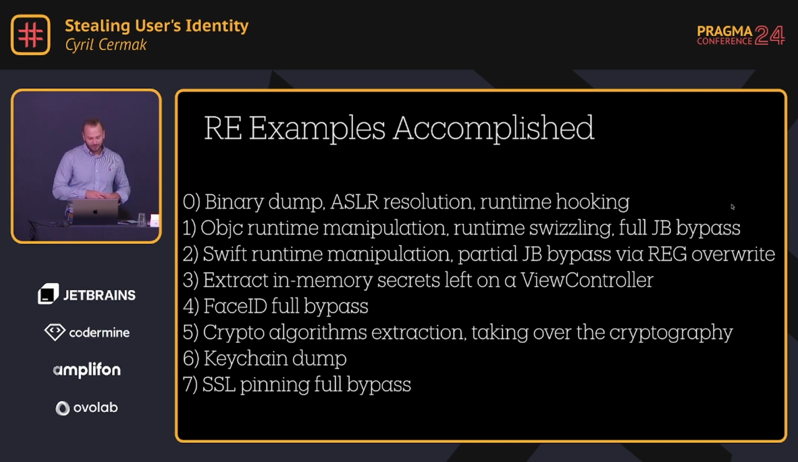So this was just one of the many examples that were already accomplished in the DVIBA. Some highlights of others: Face ID full bypass is also possible if not carefully implemented. Crypto algorithms, if you use CommonCrypto, also on the jailbroken device you can swizzle the calls to CommonCrypto and catch the algorithms. You can inject anything into the runtime. You can dump the keychain. You can bypass SSL pinning because that's Objective-C. And you can swizzle the Objective-C implementations done by Apple. That all works here and was proved by me.